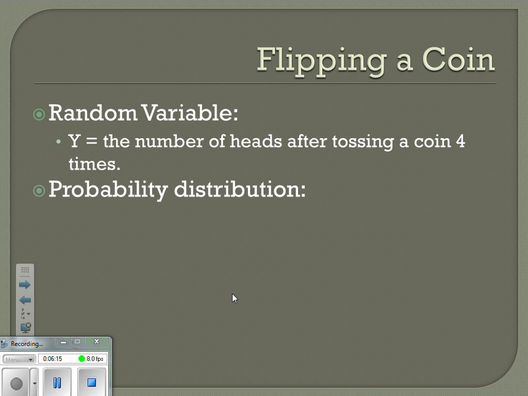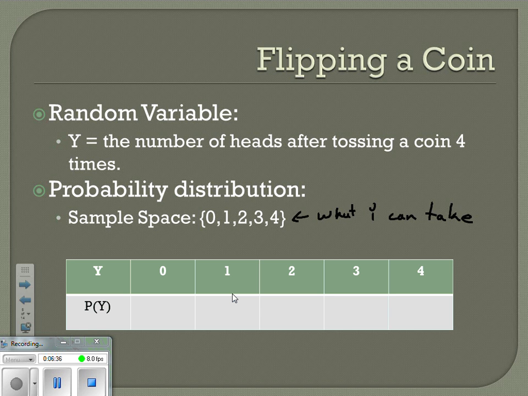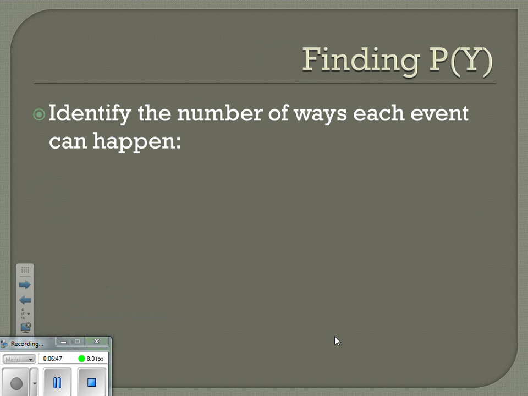So let's start to set up some kind of probability distribution. We could either get 0 heads, 1 head, 2 heads, 3 heads, or 4 heads, right? Again, these values right here are what y can take. Sorry about this, I don't know why that's flipping back and forth. So we'll go ahead and start the table. So y could take on the value of 0 heads, 1 head, 2 heads, 3 heads, or 4 heads. So what we want to start to think about is filling in this probability distribution just below.